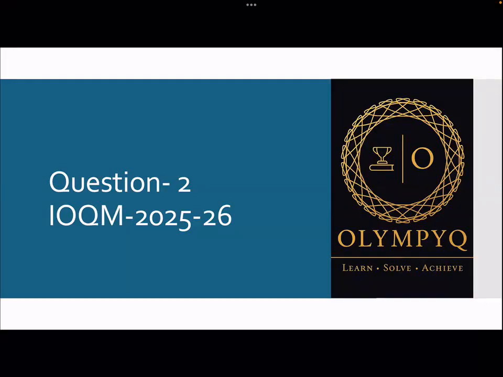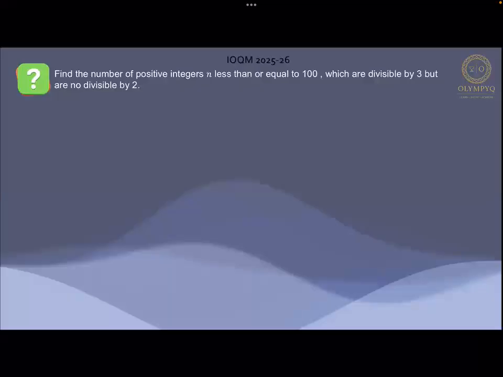Hello students, this is question number 2 of IOQM 2025-26, and the question says: find the number of positive integers n less than or equal to 100 for which they are divisible by 3 but not by 6.